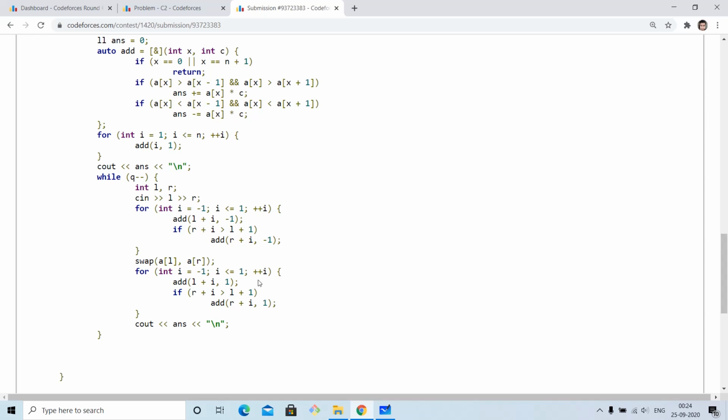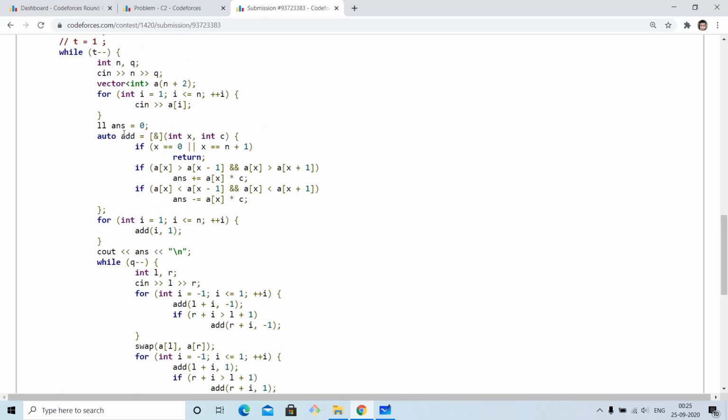And after that we will swap the elements, and then we will go to the left and plus 1 of the L element, and also the right of the L element. We will add their contribution, if any contribution they are doing, with this check. And also if the right border is not intersecting, it is strictly greater than L plus 1, then we'll also add the contribution of the right element and will output the answer.